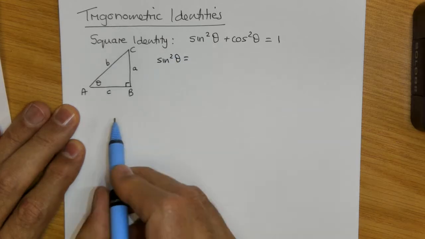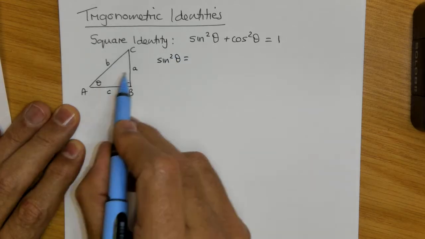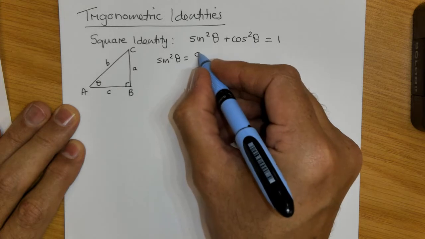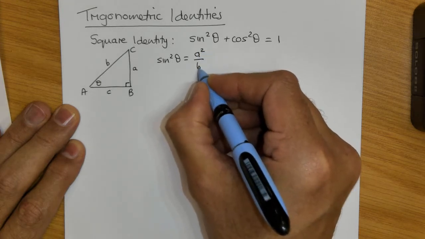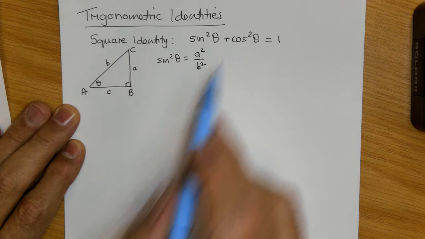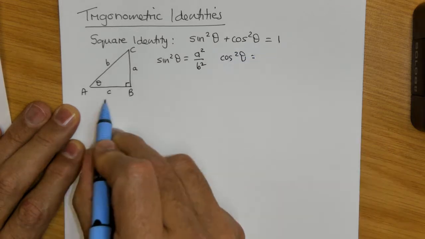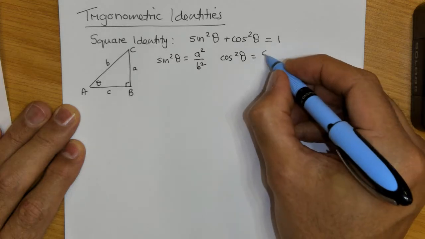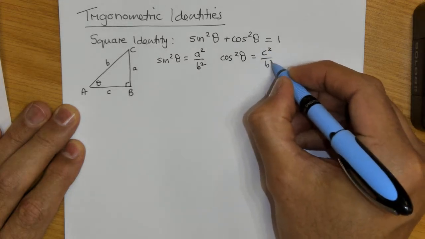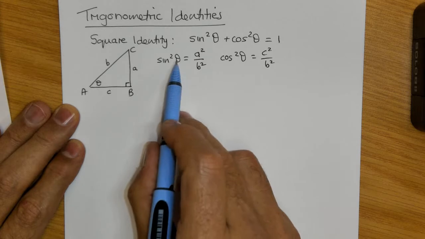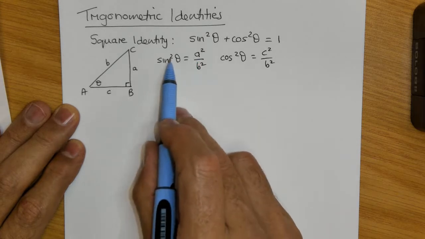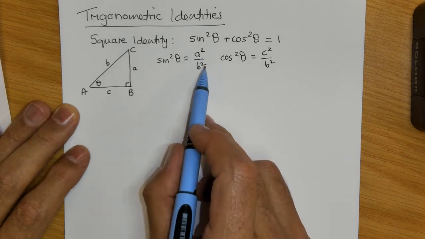What is the sine squared of theta? Here's theta. Sine is opposite over hypotenuse, so it will be A squared over B squared. And let's see what cosine squared would be. Cosine squared of theta is adjacent over hypotenuse, so it's C squared over B squared. Remember, if the sine of theta is A over B, the sine squared will be A squared over B squared.